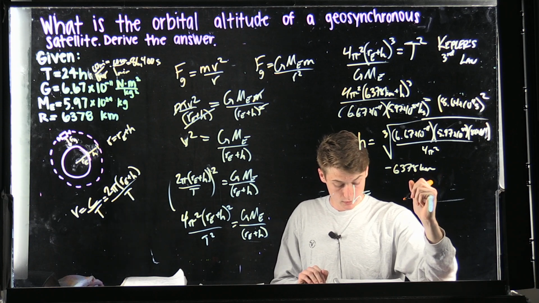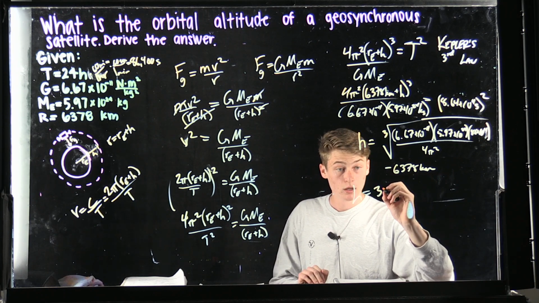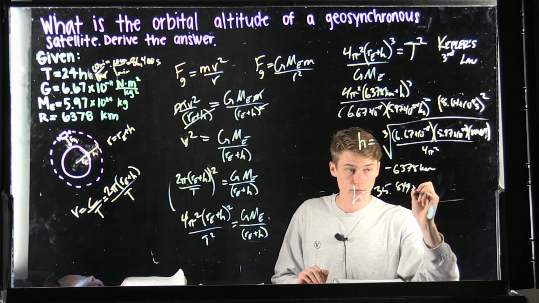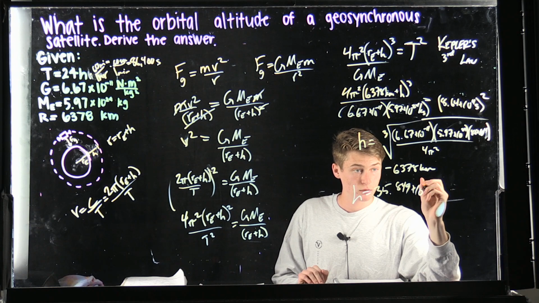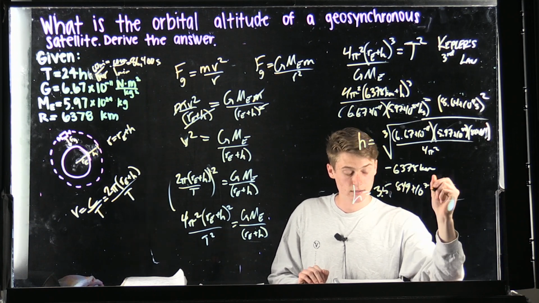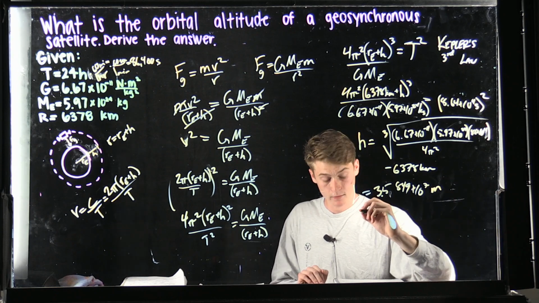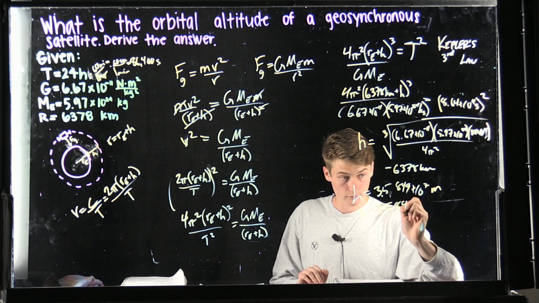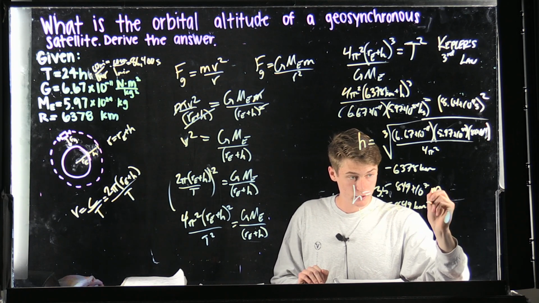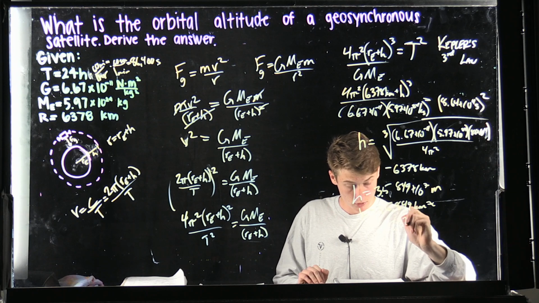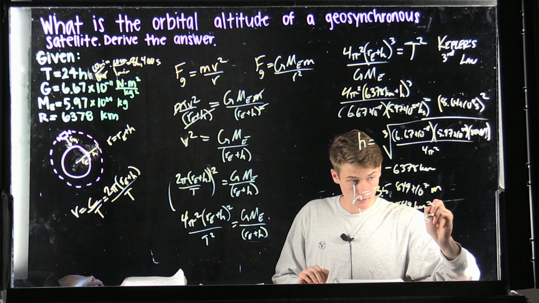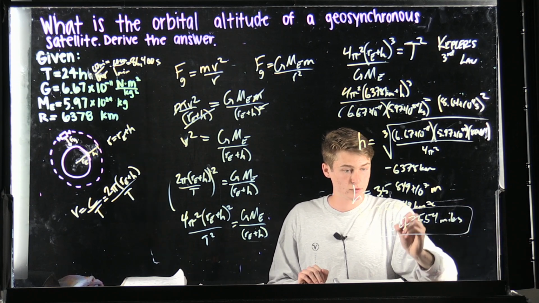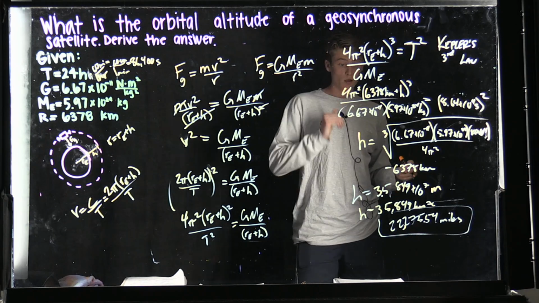And then our height, or our altitude, is going to end up being 3.5849 times 10 to the 7th meters. And then in kilometers, that gives us 35,849 kilometers, which is roughly 22,275.54 miles.